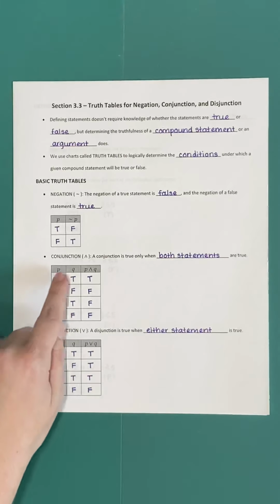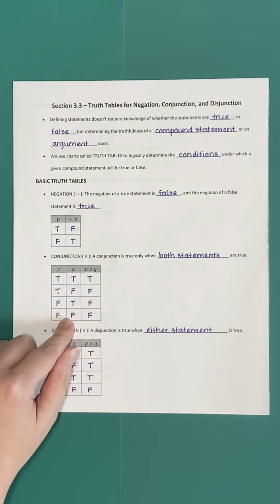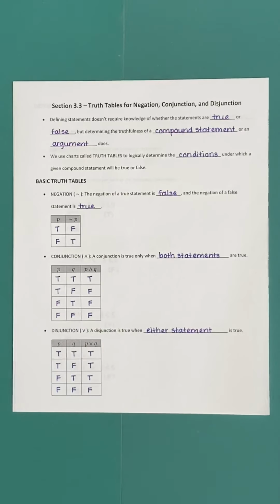This is going to be the standard order we write in every time so that we're consistent from table to table and so that we know we're really looking at the same thing every time. And then again, the conjunction of these two statements, one and the other, that combination, that compound statement that results, is only considered to be true when both of the original statements are true.